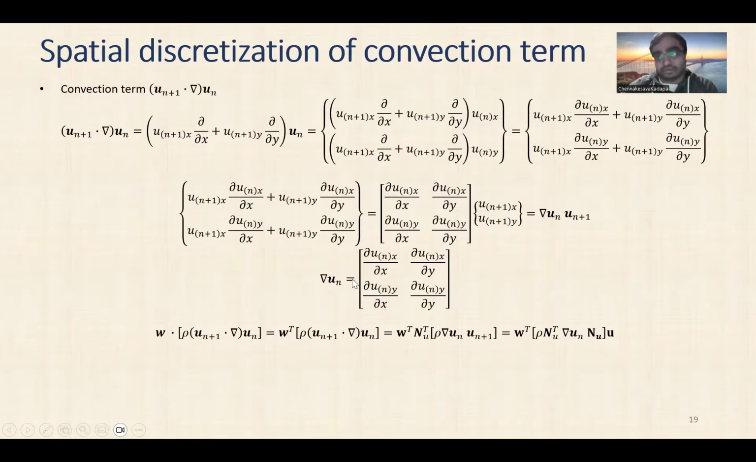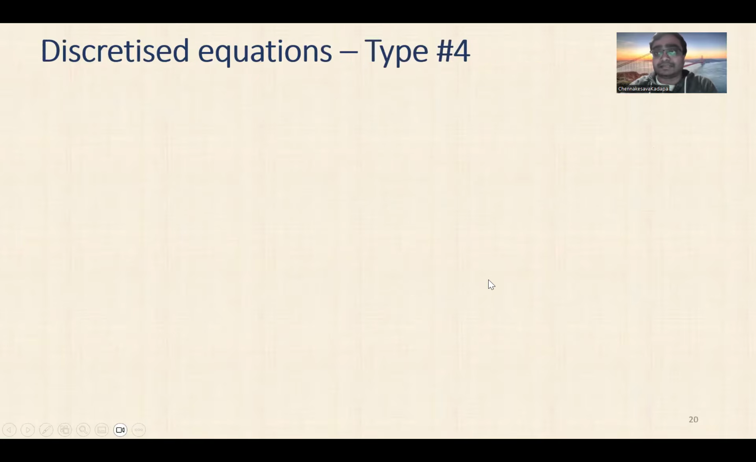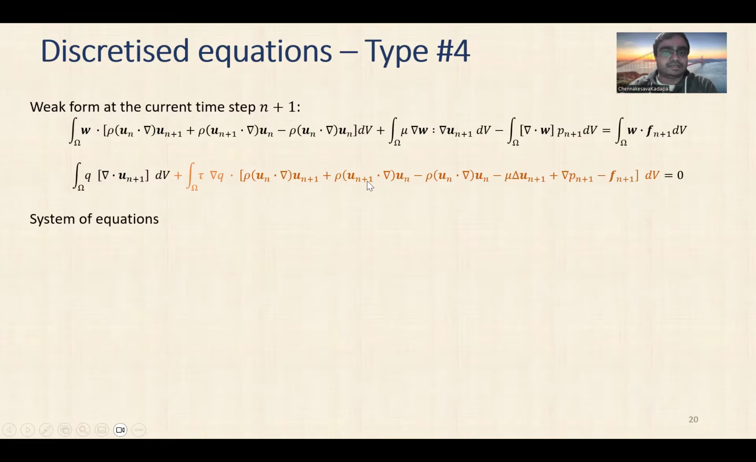So here note we don't write del un as a 4x1 matrix, because here we want to preserve the dimensions. We need to keep it as this. For example, this is 2 by 2 and Nu is 2 by 2M. So if you change this to 4, then there is a mismatch in dimensions, right? That is why this quantity we keep as it is, as a 2 by 2 matrix. And similarly, we can discretize the term in the stabilization.